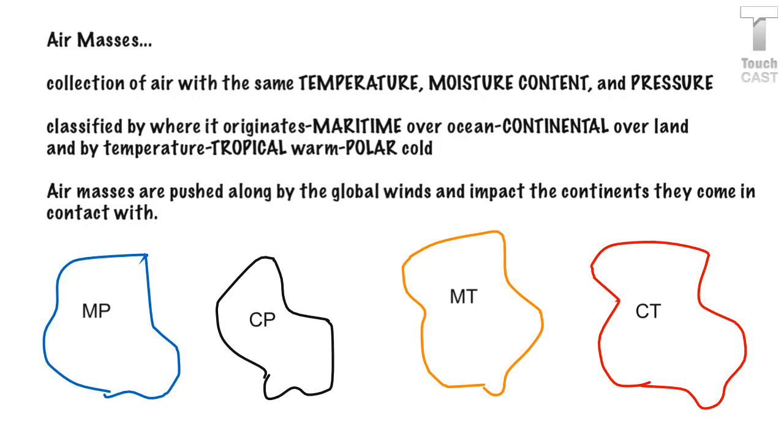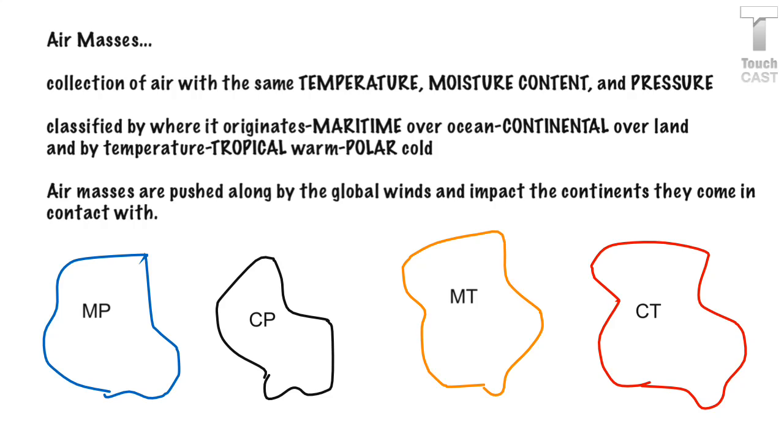So first, let me start off by talking about air masses. And air masses, remember I said that if the water is warm, then the air directly above it's going to be warm. And if the water is cold, then the air directly above it's going to be cold. So an air mass is just a collection of air with the same temperature, moisture content, is it dry or humid, and the same amount of pressure.